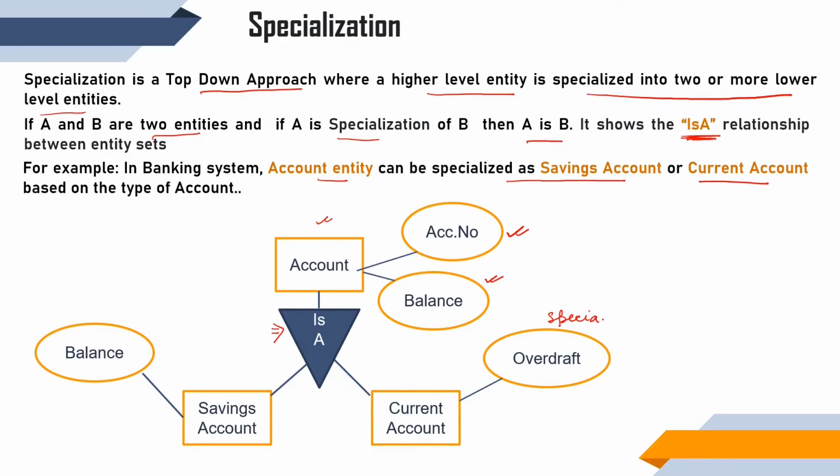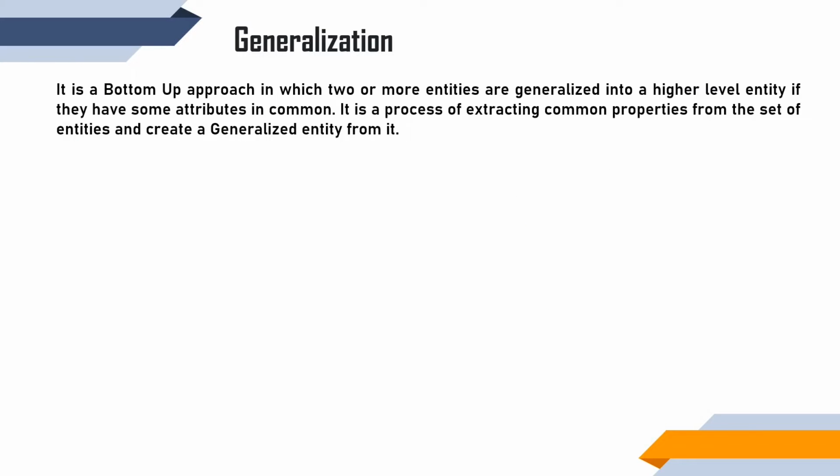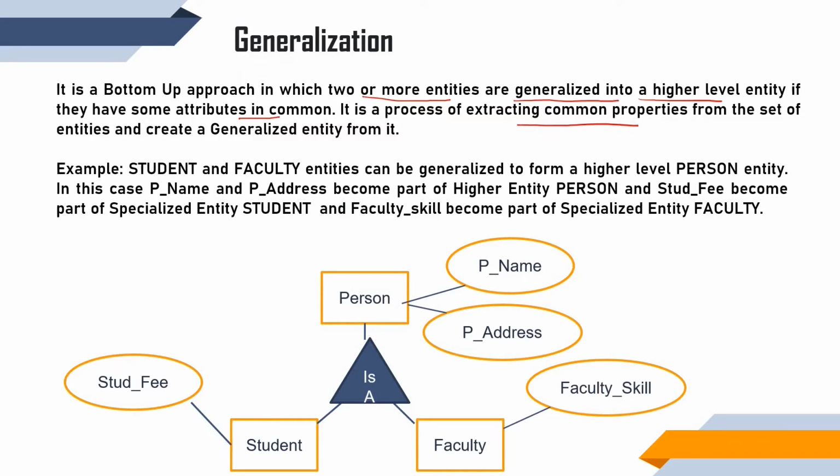Then what is generalization? Generalization is just the reverse of specialization. It's a bottom-up approach in which two or more entities are given a generalized form into a higher level entity. Because if they have some attributes in common, we can represent them as a generalized higher level entity. It is nothing but a process of extracting common properties from the set of specialized entities, and we create higher level generalized entities out of it.